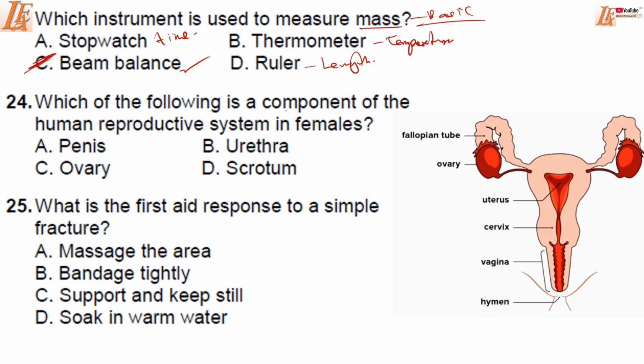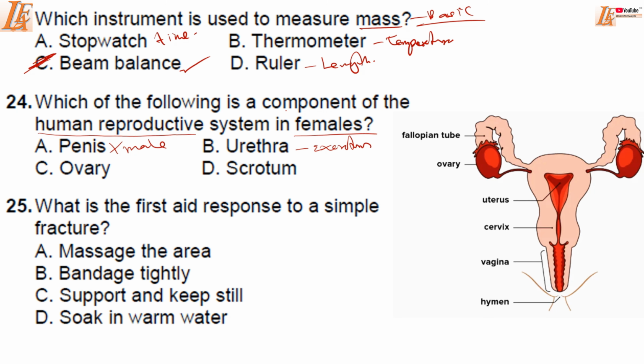Question 24. Which of the following is a component of a human reproductive system in female? So in this case, we have the first one, a penis. This one is for male reproductive system. B, we have a urethra. In this case, this is for an excretory system.